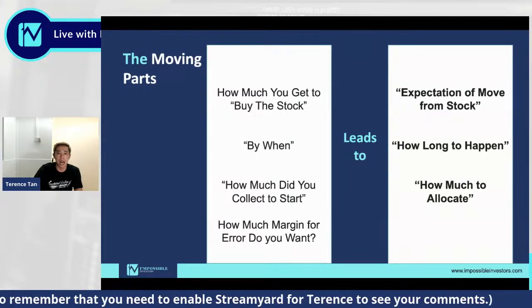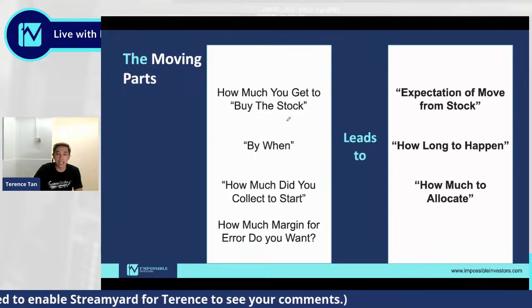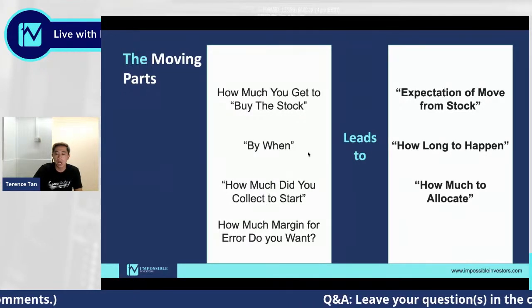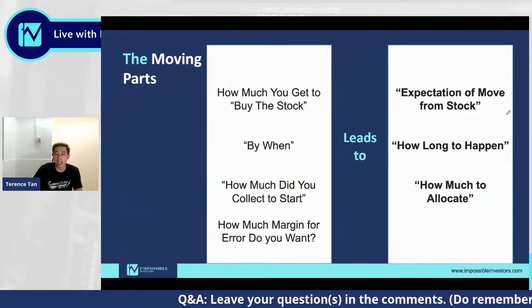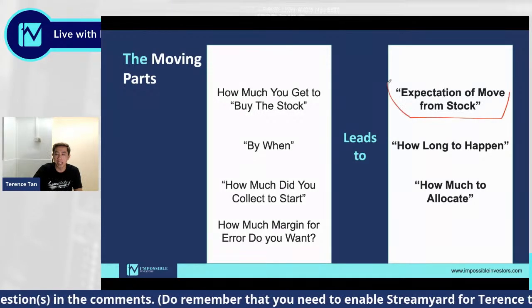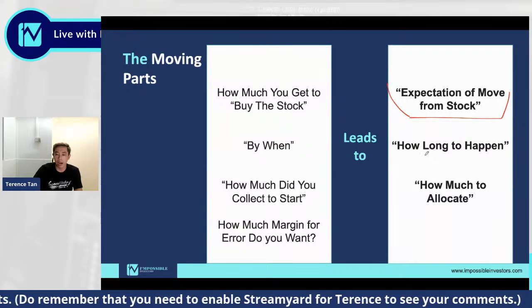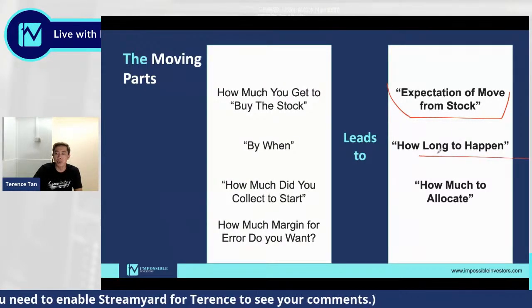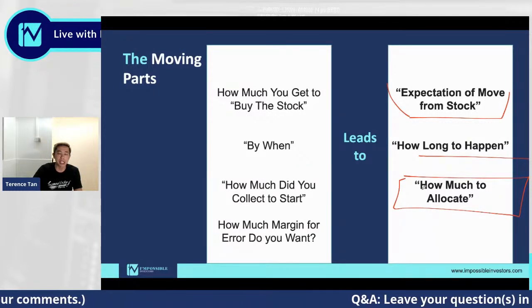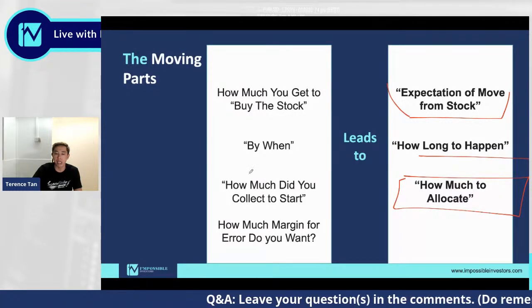Now, how much same moving parts over here. These parts don't really change when it comes to options trading. We have to decide what strikes we want to pick, and that comes from the basis of our expectation of the move of the stock. What's our expiry? How long do we expect this to happen? And then how much do we want to allocate, which is the number of contracts that you want to trade.